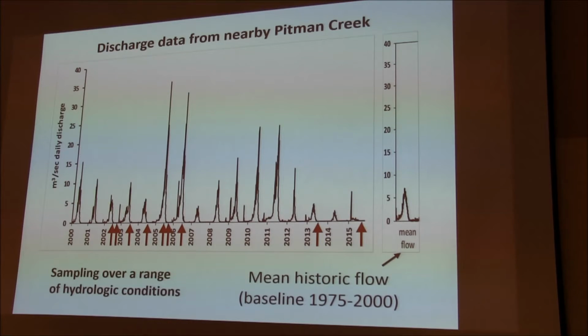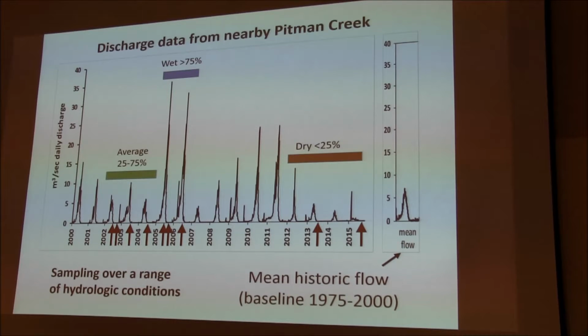So just for context and the frame of hydrologic variation over time that we did these studies, this is discharge data from nearby Pittman Creek, USGS gauge on this site. And you can see where these red arrows are the sample times when we did our work. And they frame a period of time of wet period in 2005 and 2006, average in 2002 to 2004, and then dry period in 2013 to 2015.